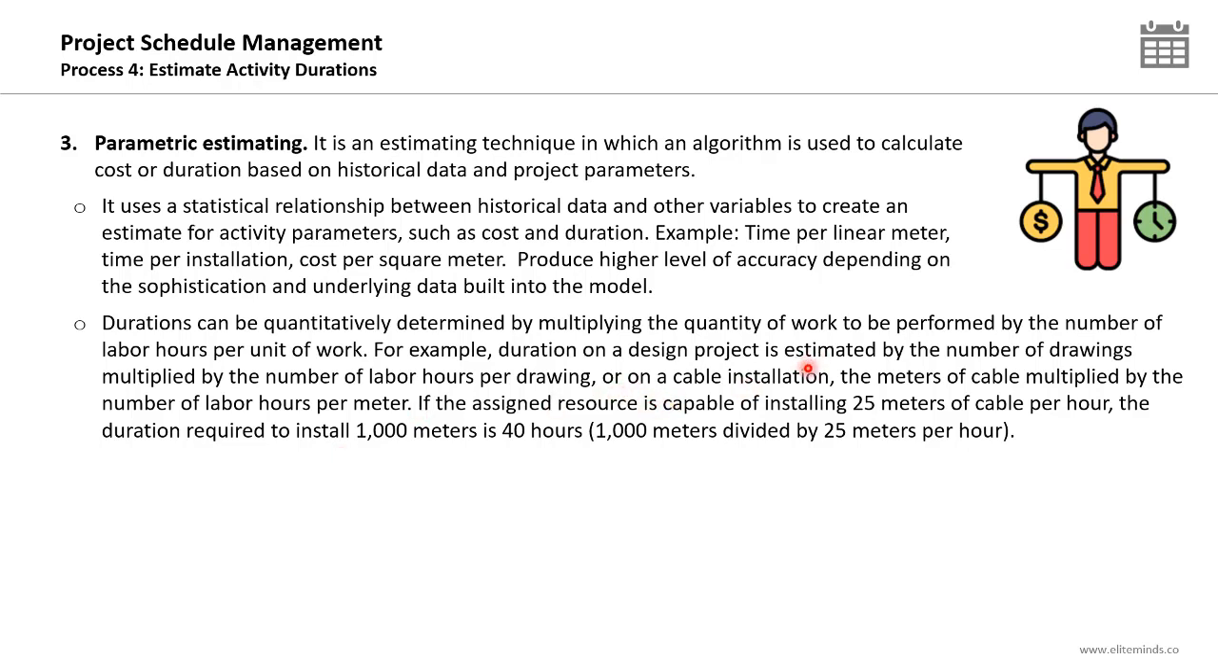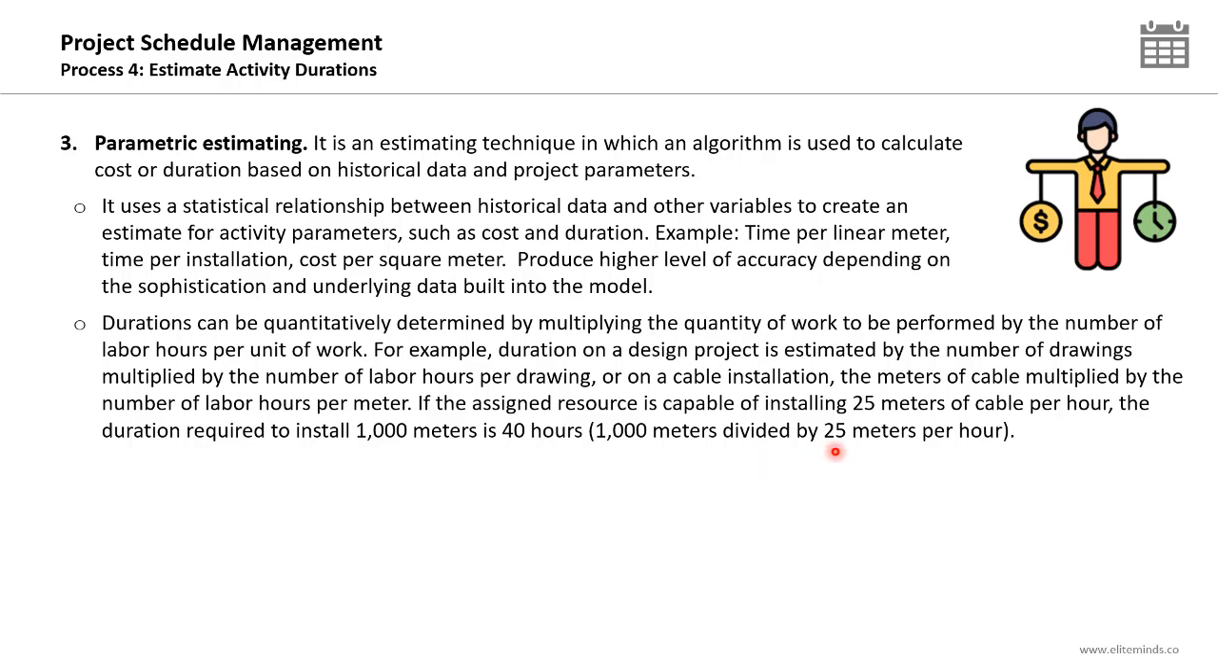Or on a cable installation project, the meters of cable multiplied by the number of labor hours per meter. If the assigned resource is capable of installing 25 meters of cable per hour, the duration required to install 1,000 meters will be 40 hours. 1,000 meters divided by 25 meters per hour. This is the parametric estimating.